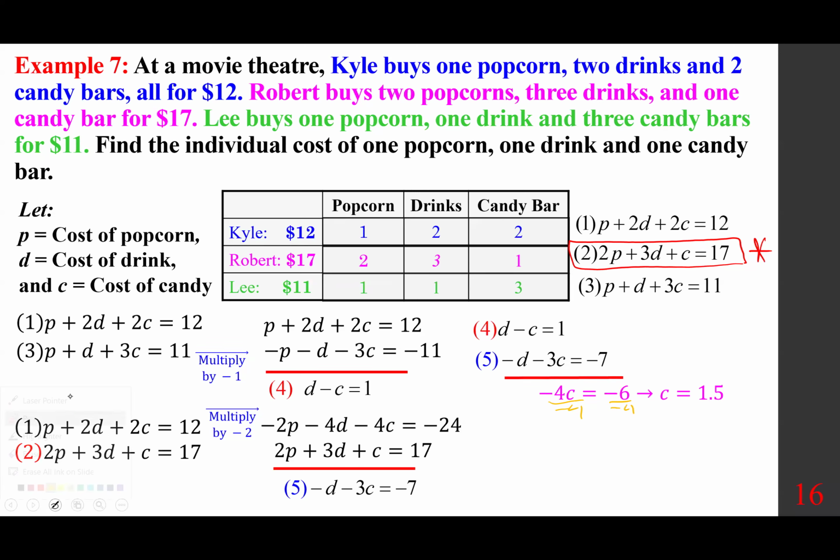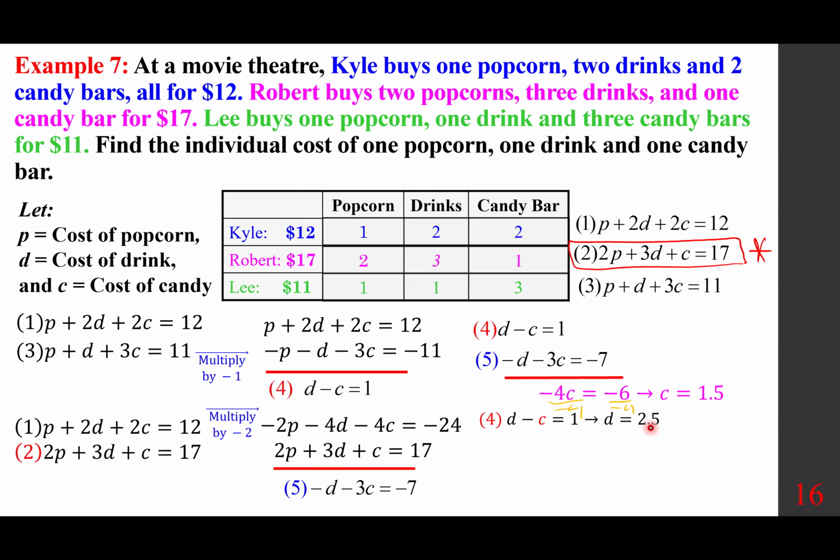Now, if c is 1.5 and you go to equation 4, d minus 1.5 is 1. So d becomes 2.5. Equation number 4 gives us the value of d. So d must be 2.5.